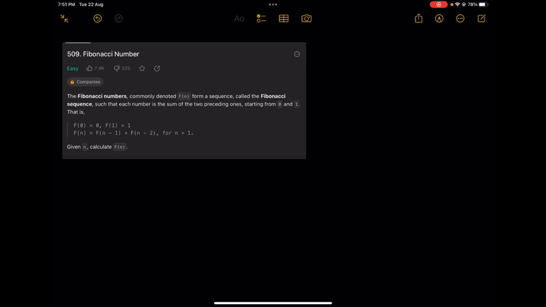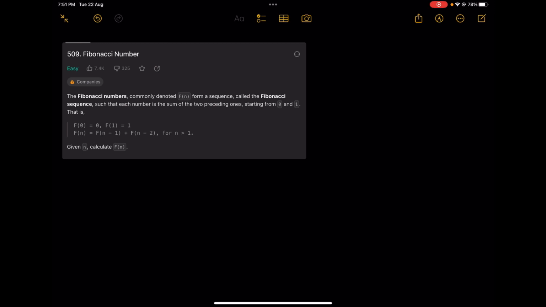Now this is a very famous problem in computer science and mathematics. So the problem statement is that the Fibonacci numbers, commonly denoted Fn, form a sequence called the Fibonacci sequence, such that each number is the sum of the 2 preceding ones, starting from 0 and 1. That is, f of 0 is 0, f of 1 is 1, and any f of n is equal to f of n minus 1 plus f of n minus 2 for n greater than 1. The question that we are asked is, given n, calculate f of n.